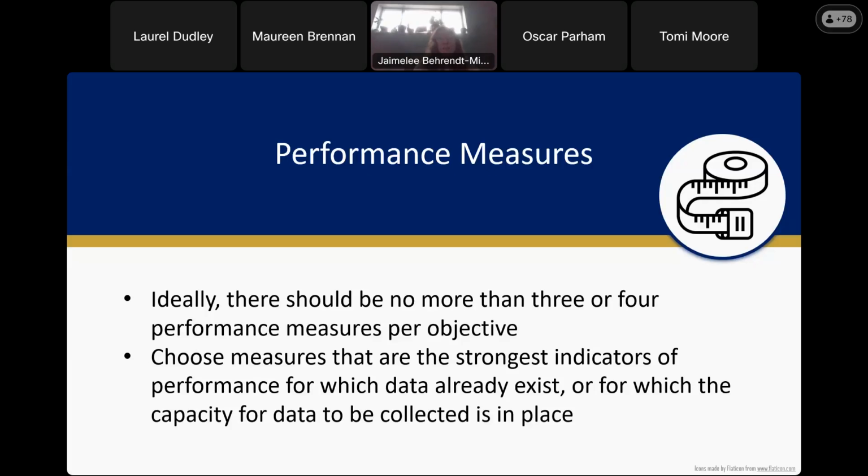You can think about data that already exists. You can think about your capacity to collect data currently, right? You probably don't have capacity to collect 20 different performance measures.